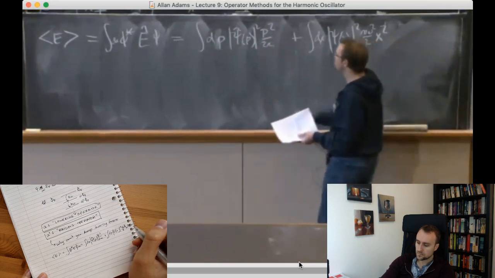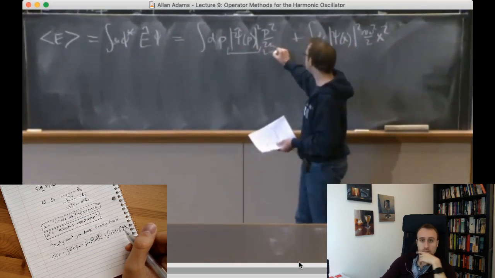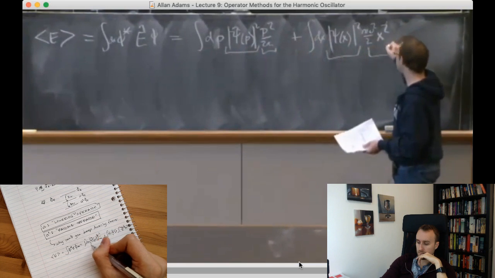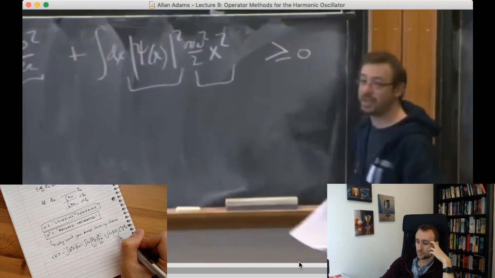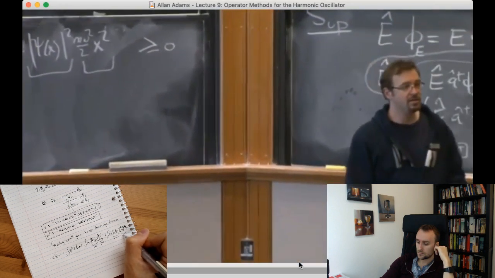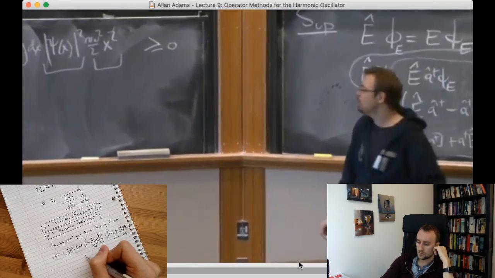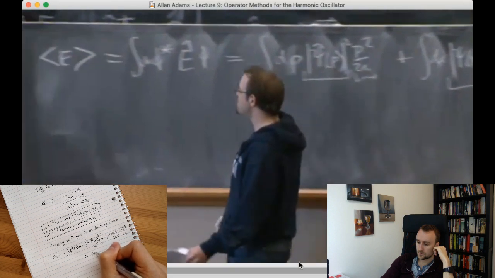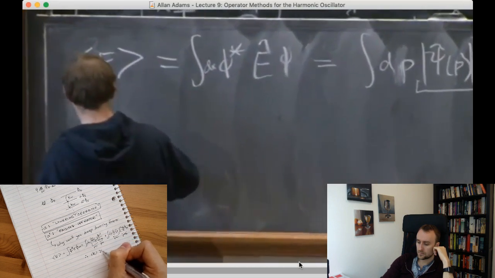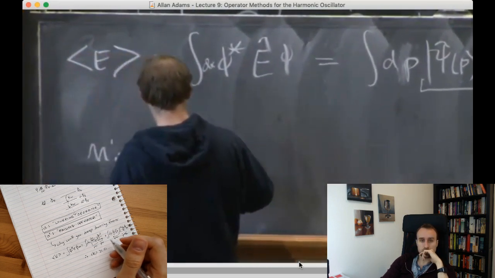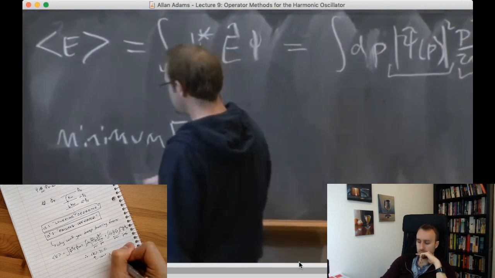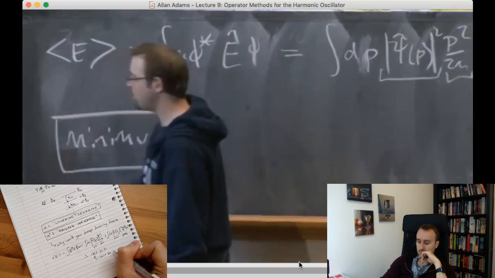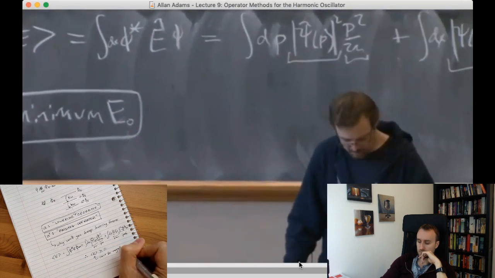And the crucial thing here is this is positive definite. This is positive definite. All these terms are strictly positive. This must be greater than or equal to 0. It can never be negative. So what that tells us is there must be a minimum energy, and I will call it minimum E naught. We can't lower the tower forever.